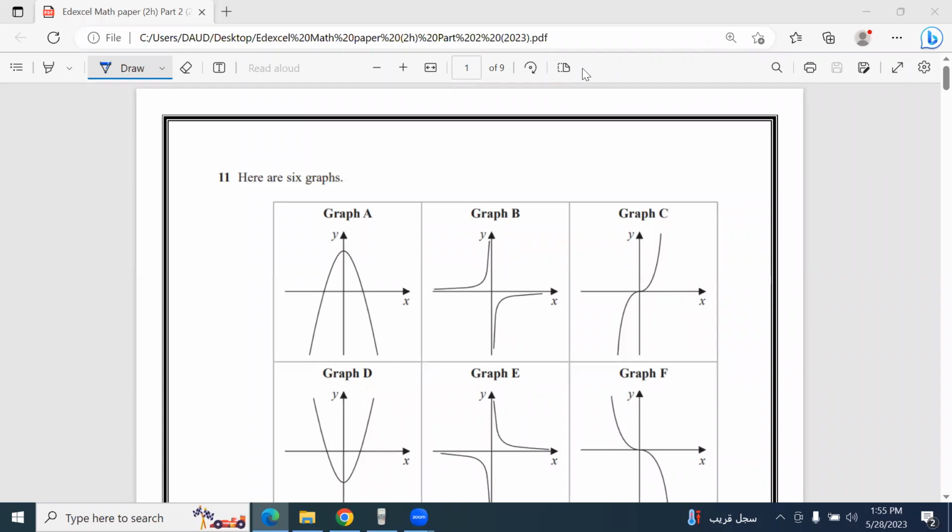Hi viewers, this is the second part of Excel GCSE paper 2, January 2023. So we will continue from question number 11 onwards.